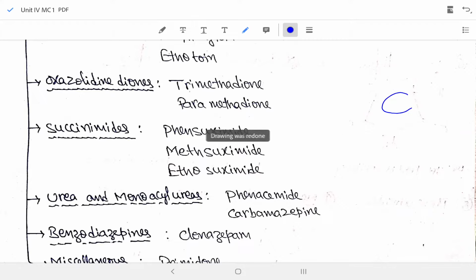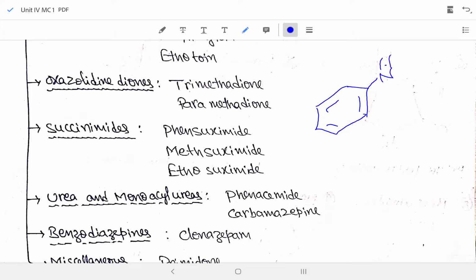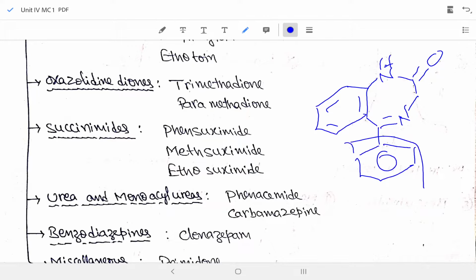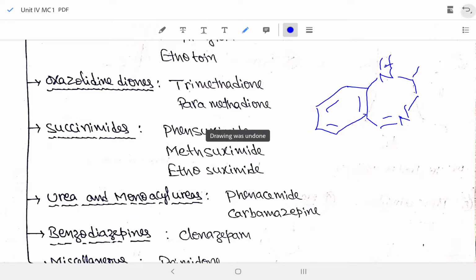And you know benzodiazepines. Earlier we saw the structure of benzodiazepines in the last topic. A benzene ring fused with a diazepine. Diazepine is a 7-membered ring with two nitrogen atoms. Here there is one double bond, and there is another double bond. This is the fifth position. Most of the time it is substituted with a phenyl group, but this is the benzodiazepine basic nucleus. And miscellaneous agents we'll see when we approach them.